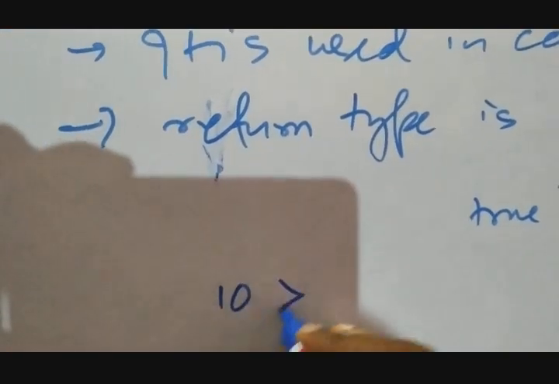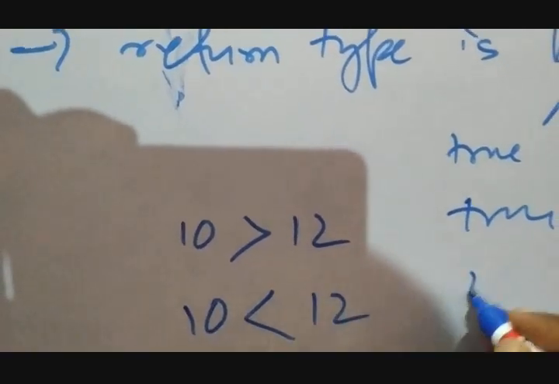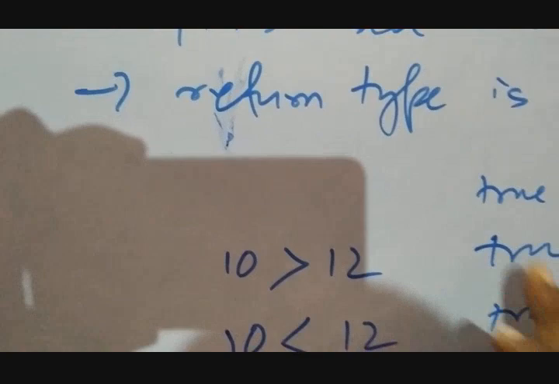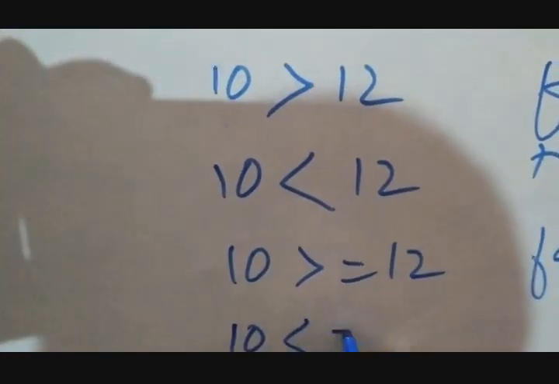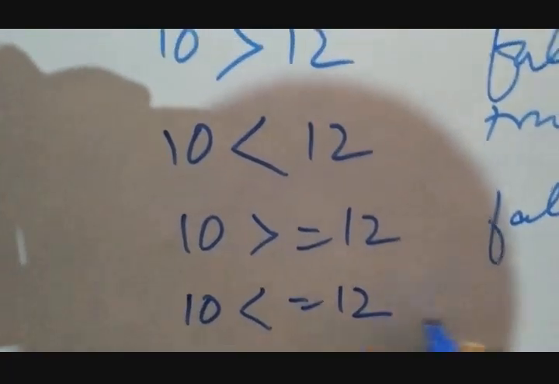Now, 10 is greater than 12: false. Sorry, I'm sorry. 10 is less than 12: it is true. 10 is greater than or equal to 12: it's false. 10 is less than or equal to 12: it is true. This is how you are going to get it done.